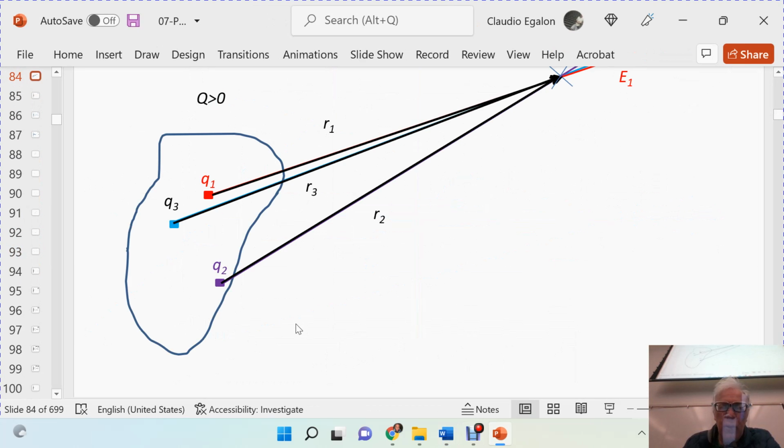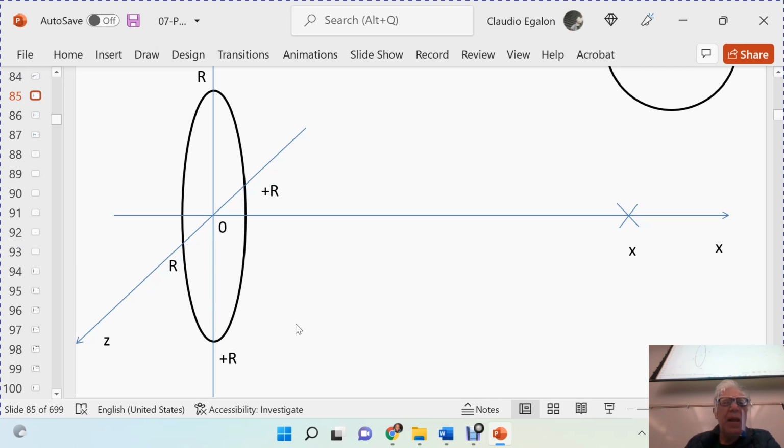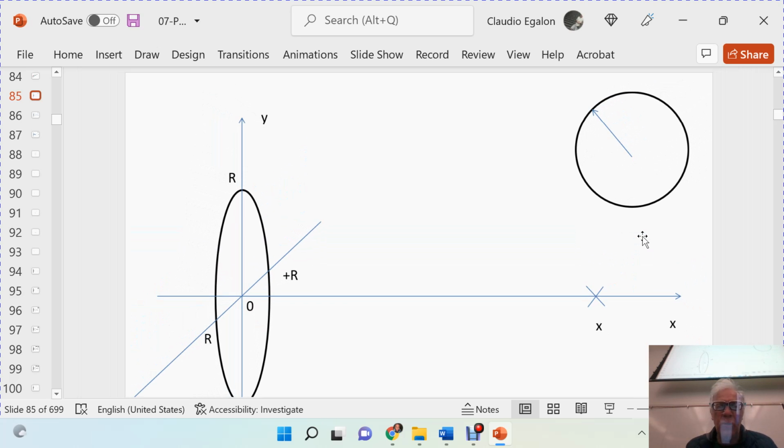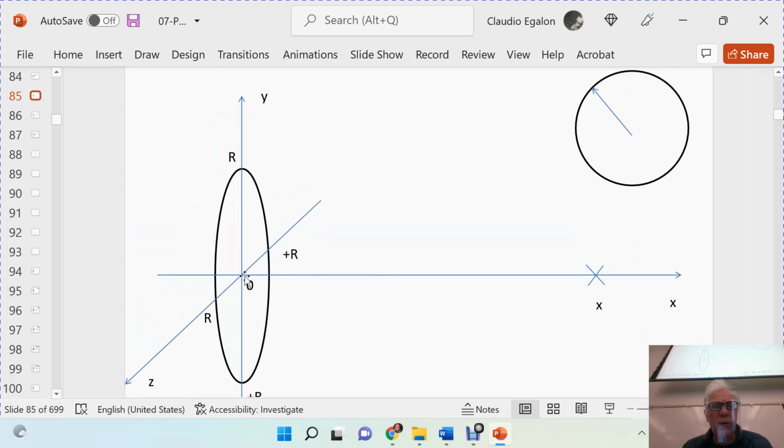Annular charge distribution. Okay? Believe it or not, this annular charge distribution is a one-dimensional distribution, and I'm going to explain to you why. What we want to do in this problem is to calculate the electric field of this annular charge distribution at this spot here along the x-axis. That's the annular charge distribution, radius r, centered at the origin. The distance from the origin to this point is x.